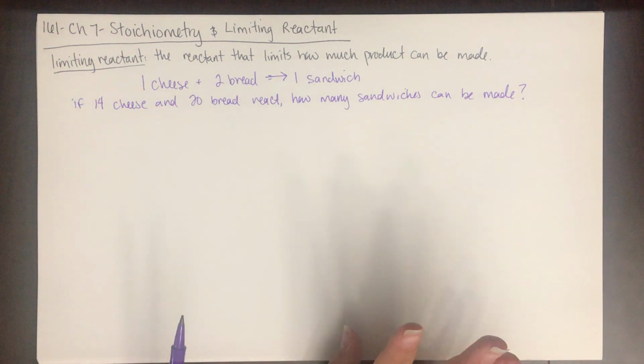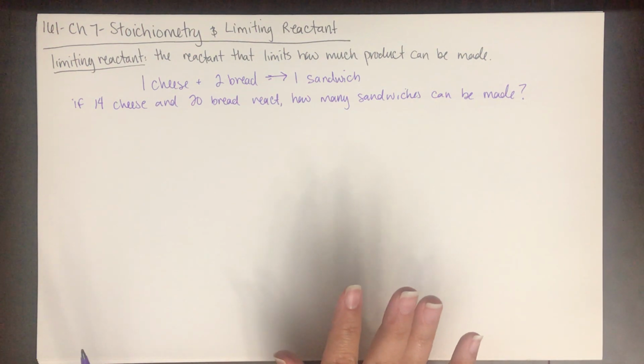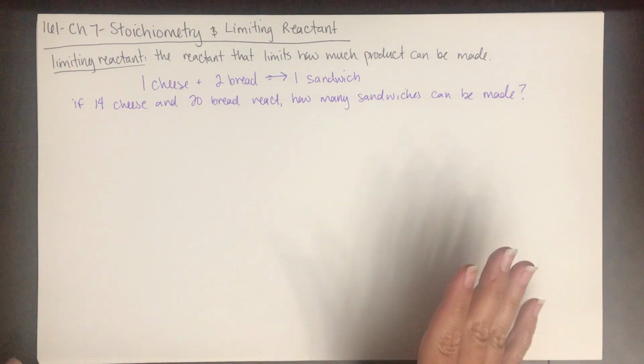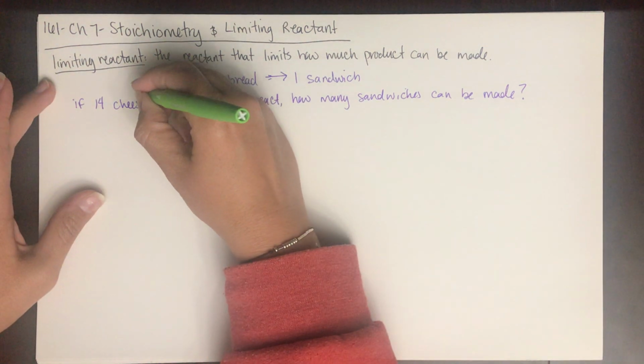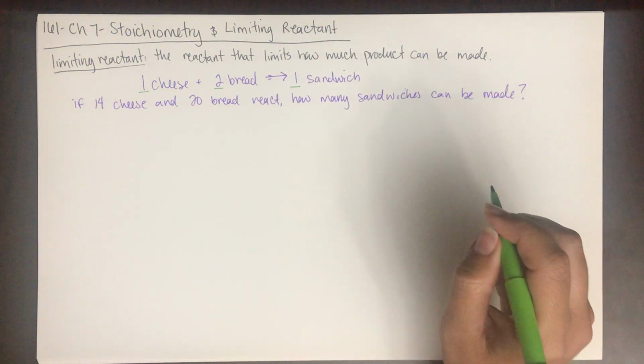So just hold tight, because when we start using compounds and molecules, it seems much more intimidating than it actually is. So let's just do this like this was an actual chemical equation. So here's my mole to mole ratio. 1 cheese to 2 breads makes 1 sandwich.